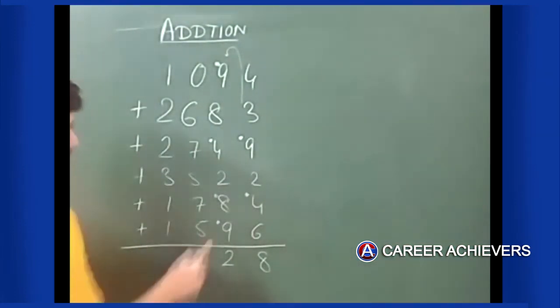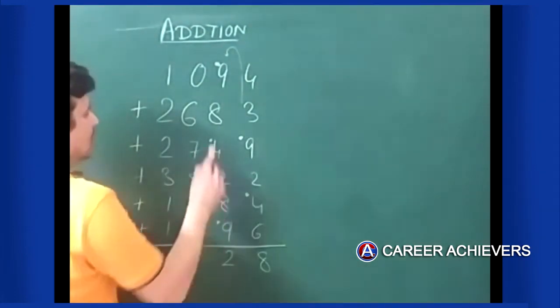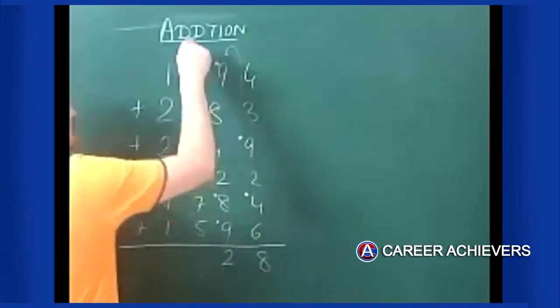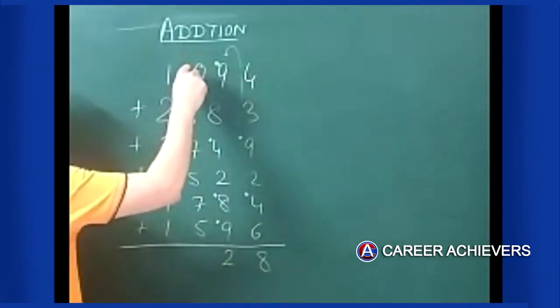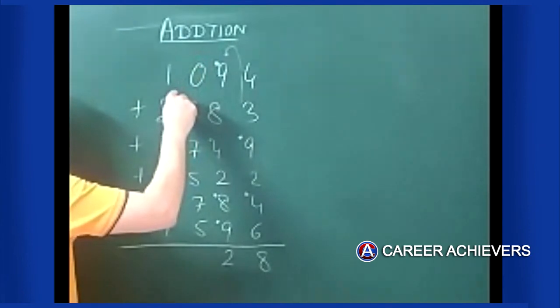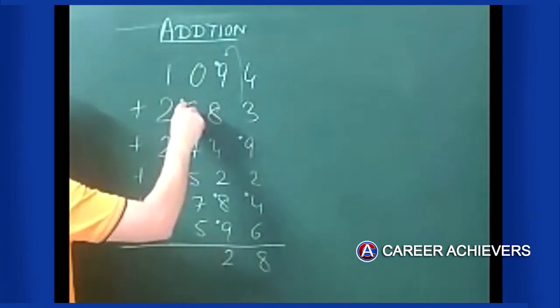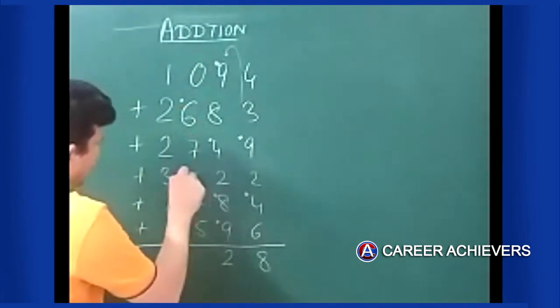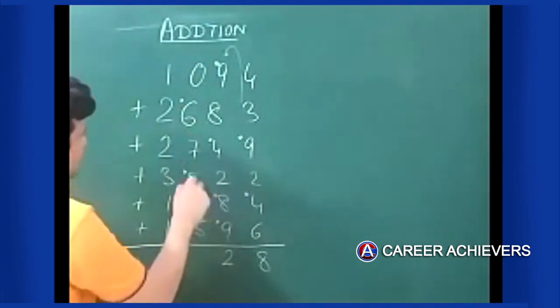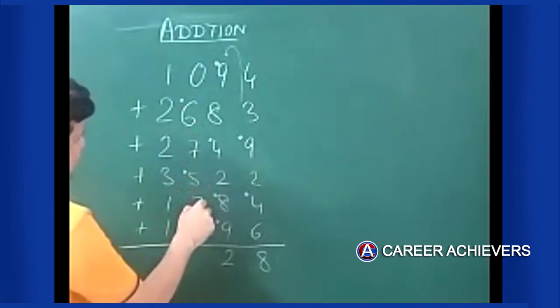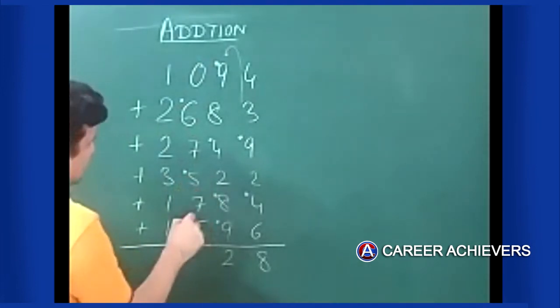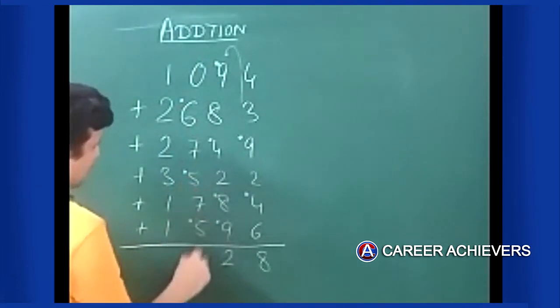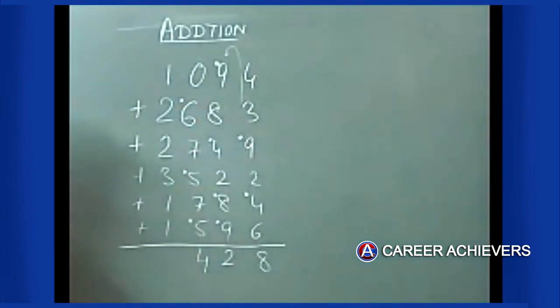Now I will count the number of dots. There are 1, 2, 3, 4. 4 dots. So I will start with 4. 4 plus 0, 4. 4 plus 6, 10. So a dot over here. 0 plus 7, 7. 7 plus 5 is 12. So again a dot over here. 2. 2 plus 7 is 9. 9 plus 5 is 14. So 4 and a dot.